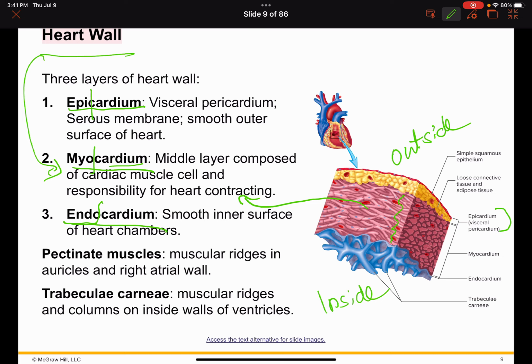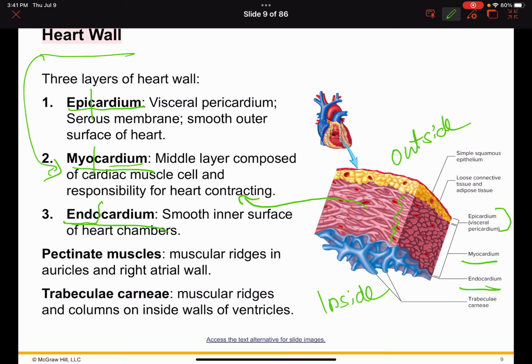So whenever you study, make sure you look at the vocabulary and write it down. Most of it comes from Latin. We reuse all these vocabularies in anatomy and physiology. Myo we see in many places, such as when we study muscles. So make sure you write it down and understand it before you go forward. So inside is called the endocardium, this is the myocardium. Three layers of the heart wall.